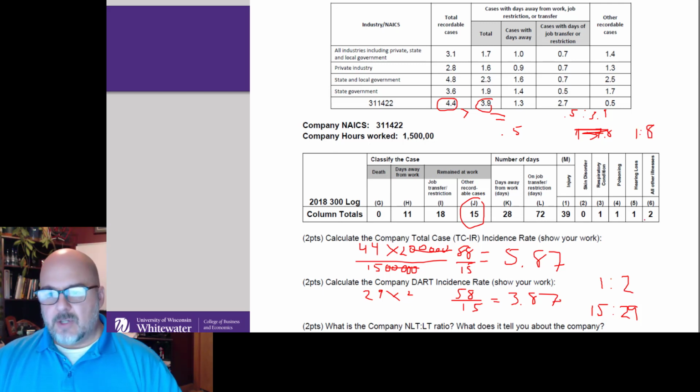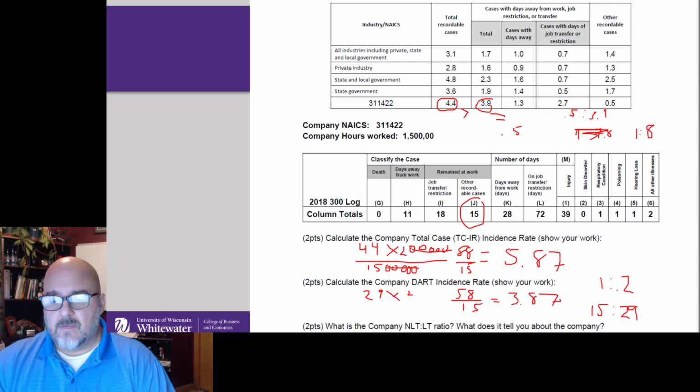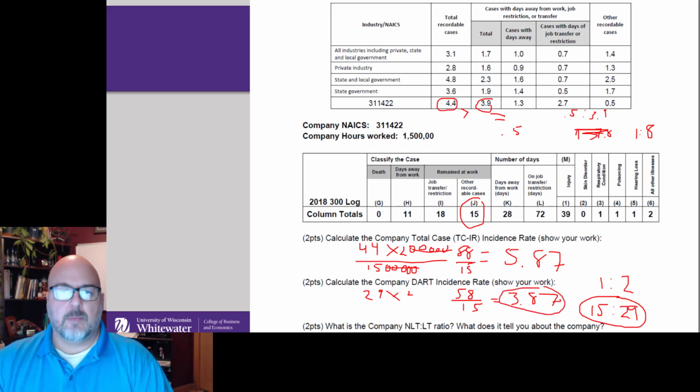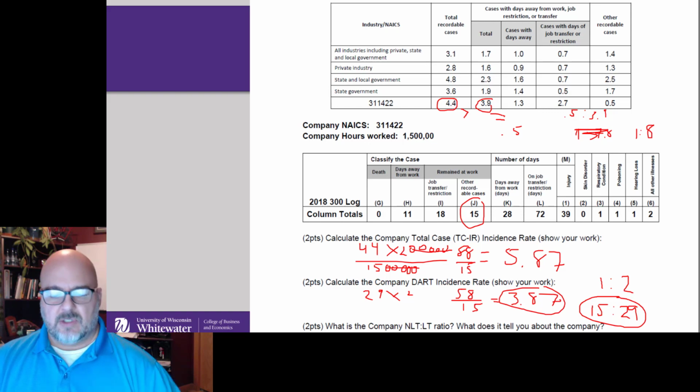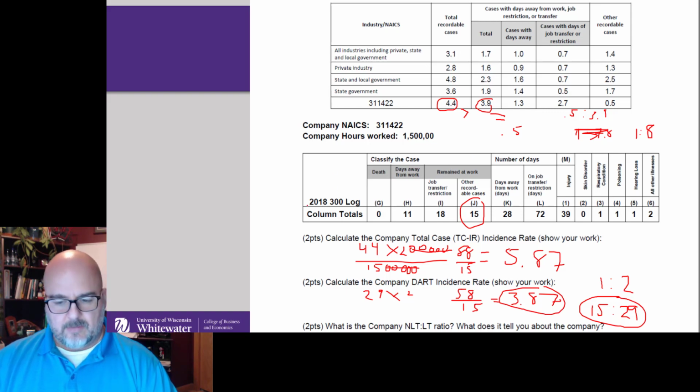So I'm actually more honest than my peers here. My DART rate is about equal, and I have a greater total case rate. If you were to ask me how I'm doing versus my peers, I'm doing a little bit better, just slightly better, because even though this is bad, it's better than my peers, and the DART rate is pretty equal or right below. So I'm doing as good, if not just slightly better. That's how you'd answer that question.